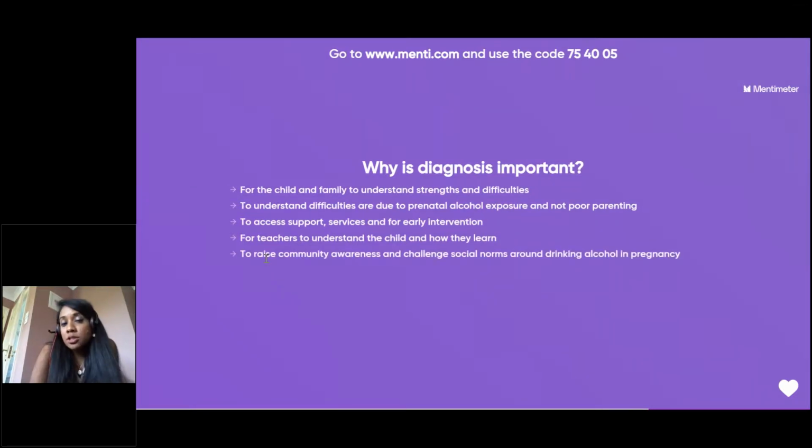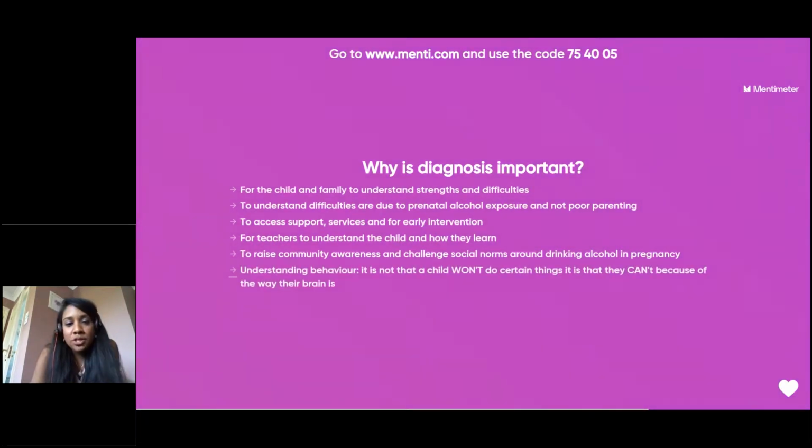And it's also important to raise community awareness and to challenge social norms. Depending on different cultures and the society view, there will be different social norms around drinking alcohol. So I imagine a lot of people would say, oh, it's fine to drink a glass of wine or two. My doctor recommended it. Even for me, before I learned more about this, I didn't realize how any amount of alcohol could affect the fetus.